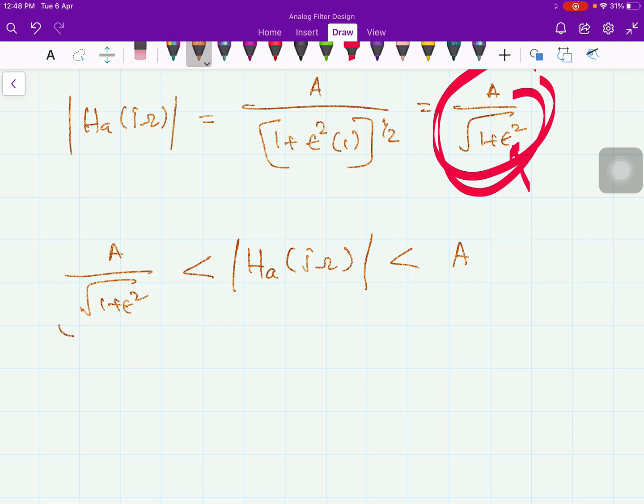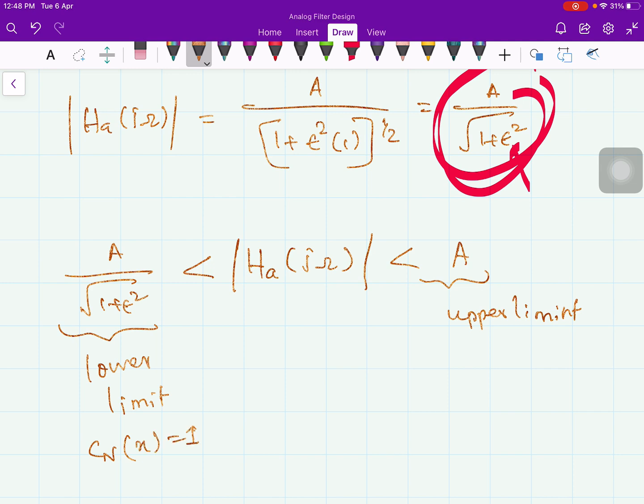Okay, so this is the lower limit and this is the upper limit or maximum value. The lower limit is obtained when Cn of x is equal to 1 and the upper limit is obtained when, am I correct? Yes, Cn of x equal to 0.